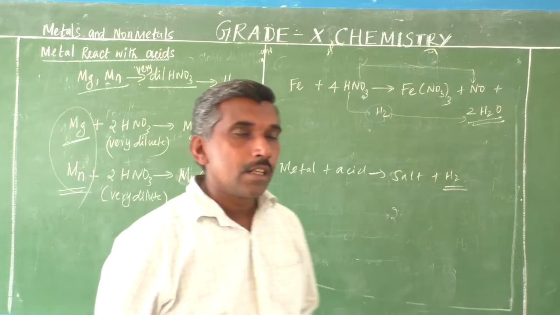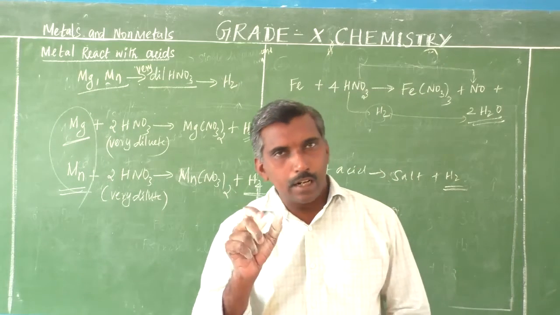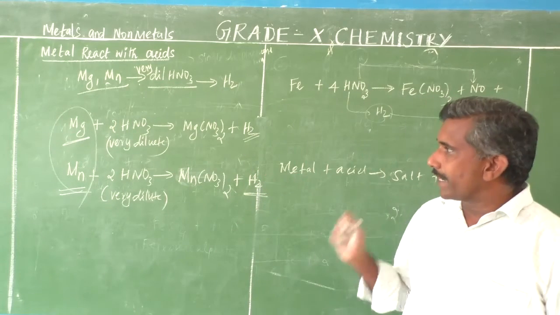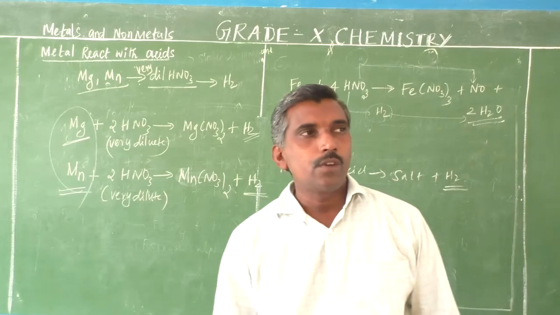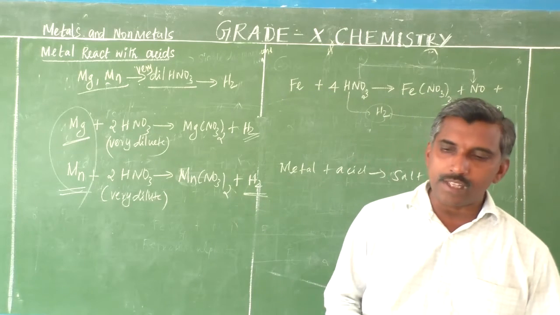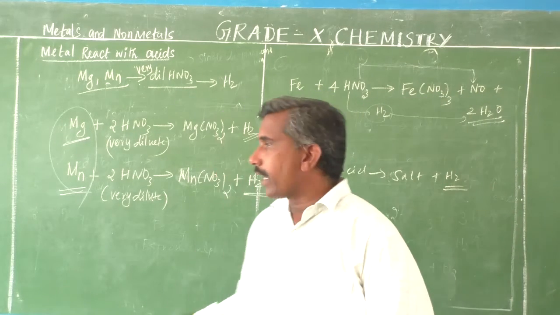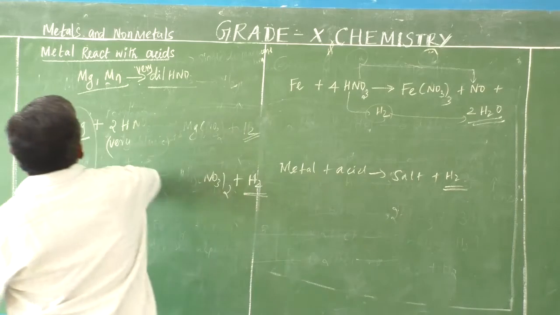All metals reacting with nitric acid do not produce hydrogen gas, except magnesium and manganese, which react under very dilute conditions to produce hydrogen gas. That's all.